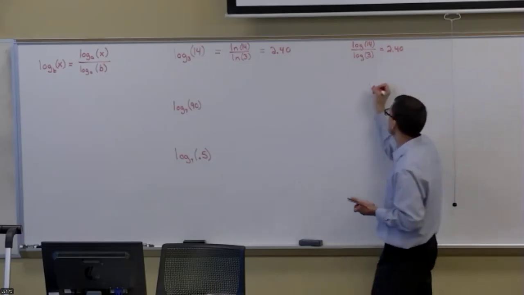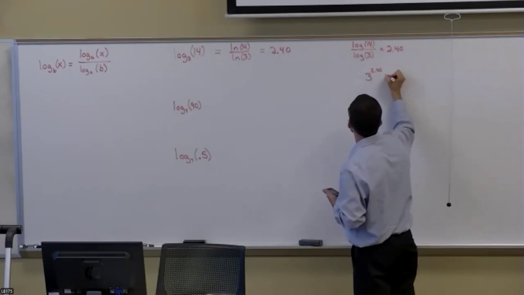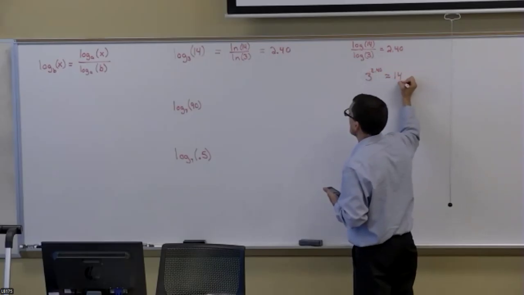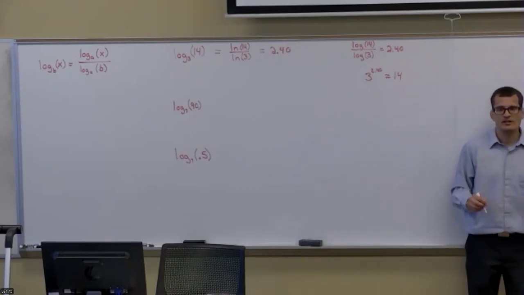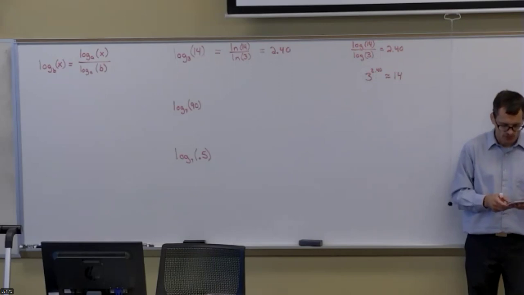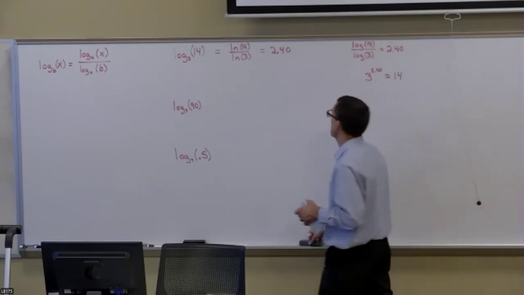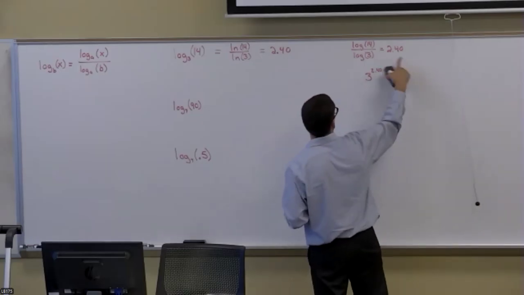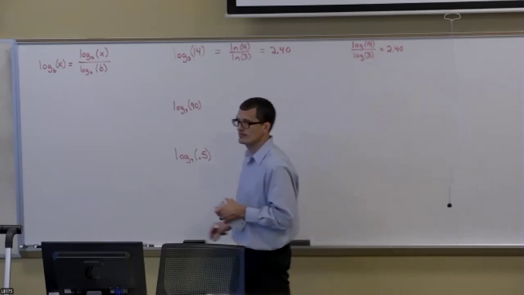And this means that if I take 3 to the roughly 2.40 power, I'll get about 14. On your calculator, you could just say 3 raised to the power of your answer, and you should end up with 14. Obviously, when I wrote it on the board, I had to round to a couple of decimal places.